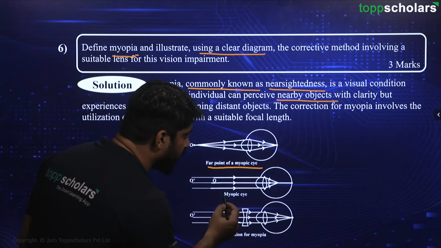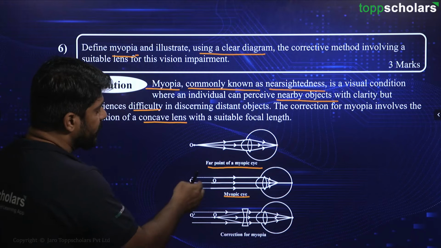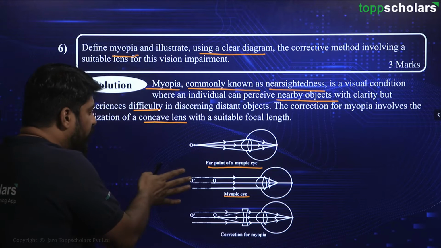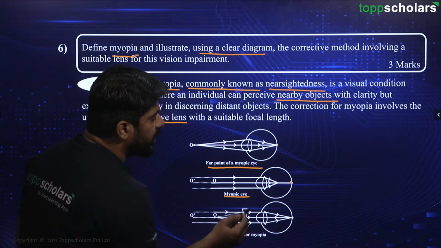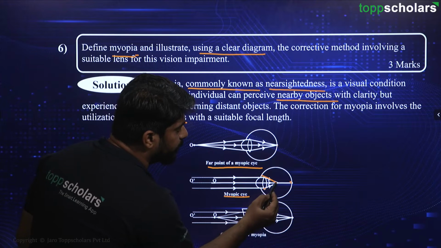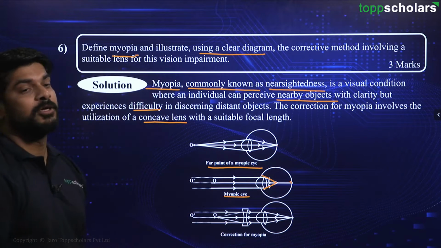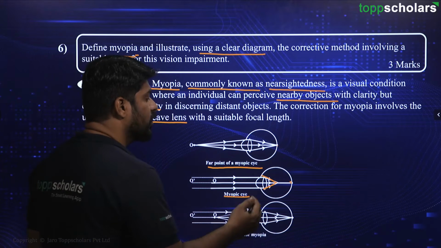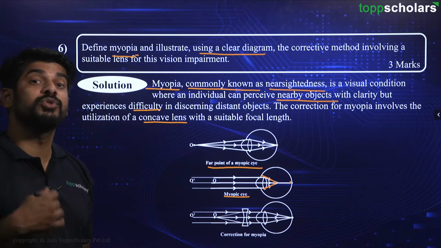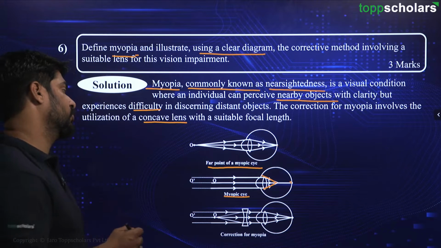So here we can see the myopic eye. What is happening here? The rays coming from a very far object are not able to focus on this retina. They are focusing somewhere here nearby. We can see in front of the retina. So now this will definitely cause some problems in the vision. This person will not be able to see the clear image.